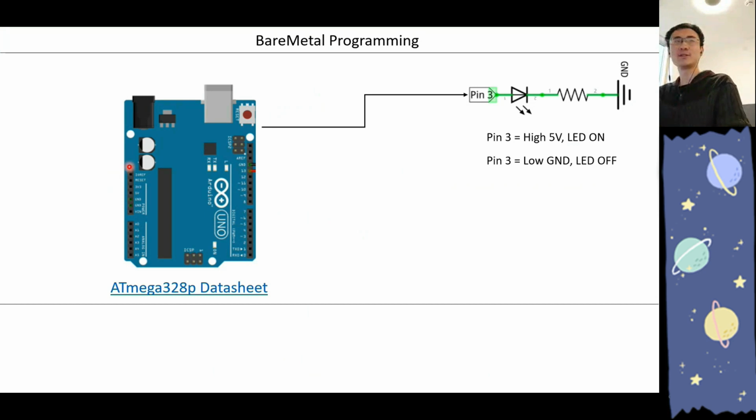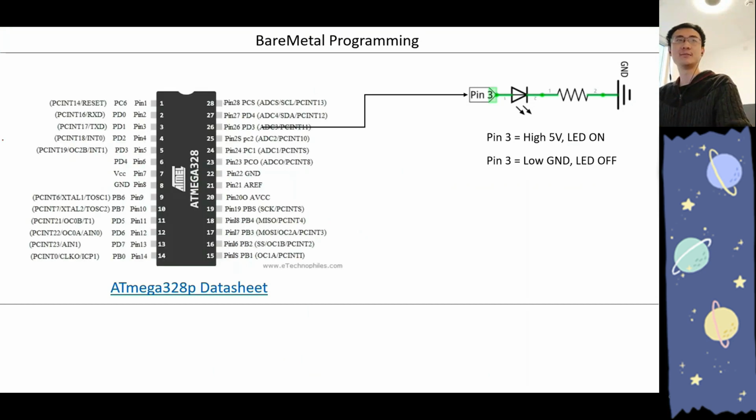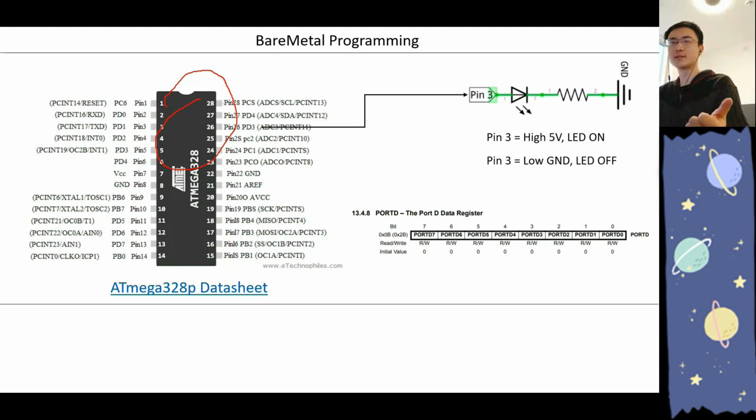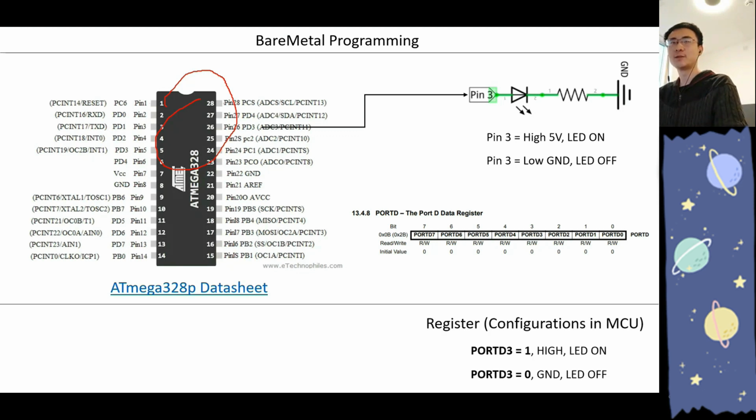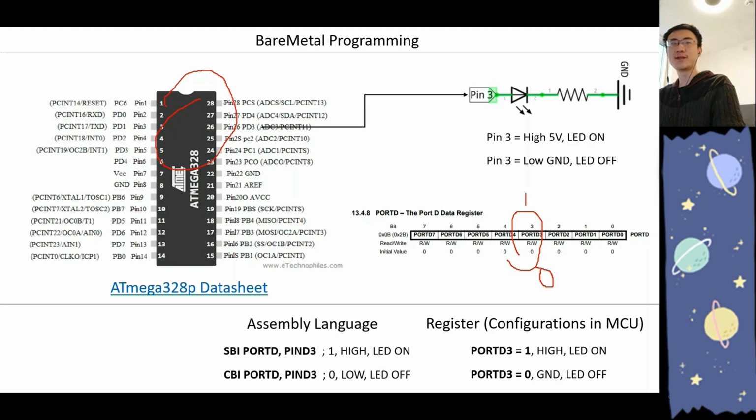Say after reading the datasheet, we know that there are some configurations in the microcontroller named as register. So for example, the port D data register is responsible for the output of the pin. So if we set port D3 to be 1, it outputs a high level and the LED is on. If we set it to be 0, it outputs a low level and the LED is off. So pretty straightforward. If we translate the configuration into assembly language, we can set the bit to be 1 or clear the bit to be 0.